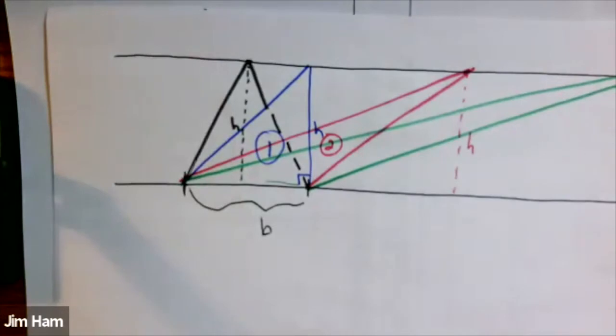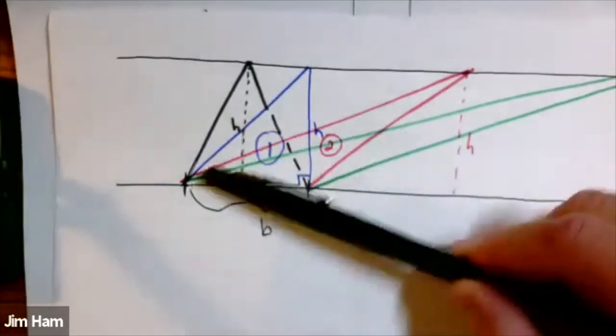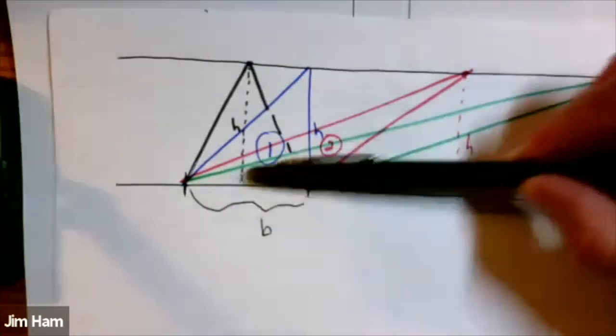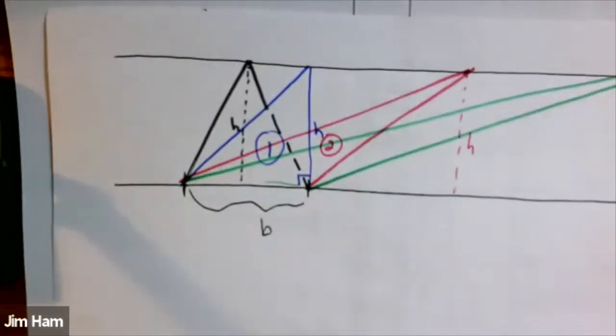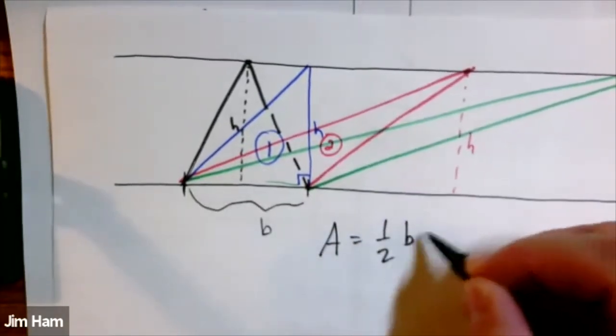And so even though these triangles look dramatically different, every single one has the same height and base, and therefore their areas are identical. The area inside the green is equal to the area inside the red, is equal to the area inside the blue, is equal to the area inside the black. All of them have the same area. The formula is 1/2 base times height.